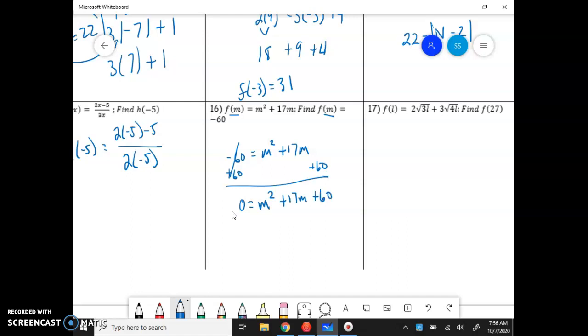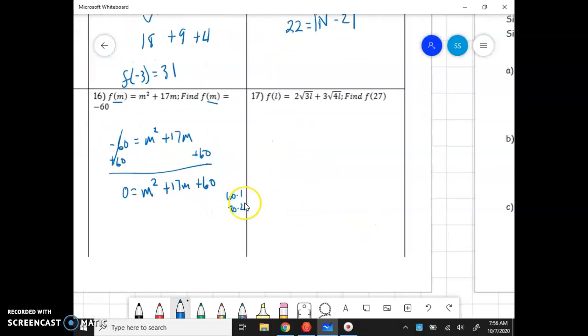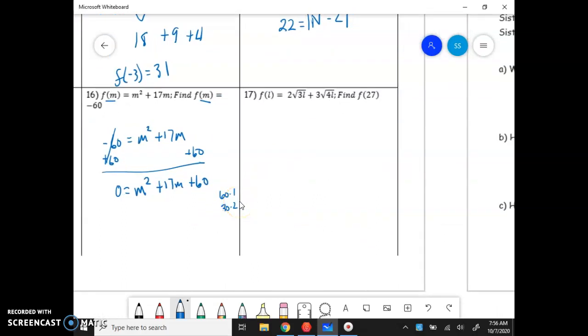So go ahead and break out your factors of 60s. How can we multiply to 60, right? 60 times 1, 30 times 2. Okay, and then just keep going from there. I'm going to let you guys finish that out. Okay, see if you can figure that one out. 17.